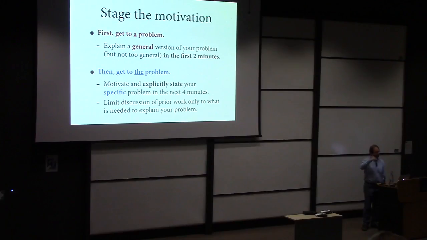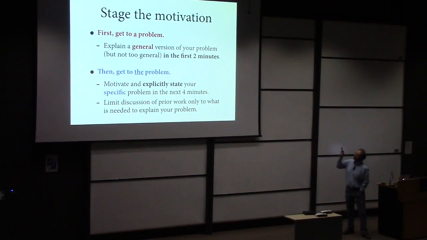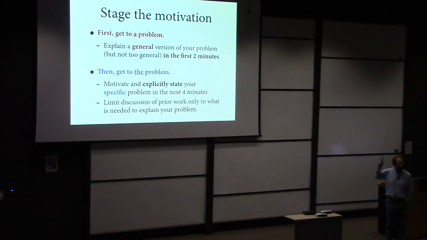This is kind of like I like to stage the motivation. I'll just say it like this. First, get to a problem, which is generally a more general version of the problem you're solving, and then get to the problem, which is a specific problem you're solving. And for the general part, explaining what is the general problem you're solving and why people should care about it, I try to take at most 2 minutes.